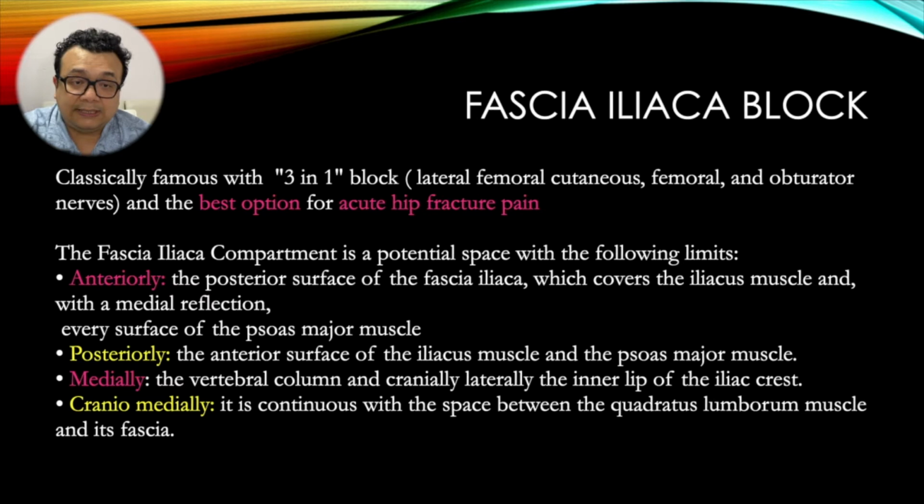Okay, so the fascia iliaca compartment is a potential space with the following limits. Anteriorly, the posterior surface of fascia iliaca covering the iliacus muscle with the medial reflection. Posteriorly, anterior surface of the iliacus muscle and the psoas major muscle. Medially, vertebral column, and craniomedially continuous with the space of the quadratus lumborum block.